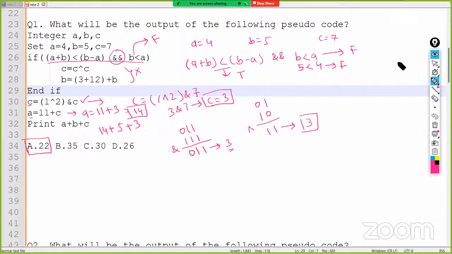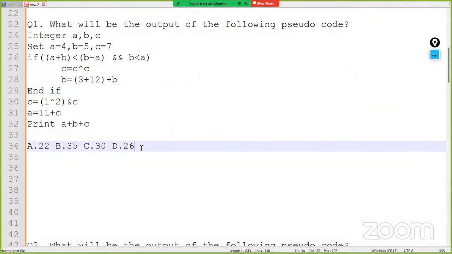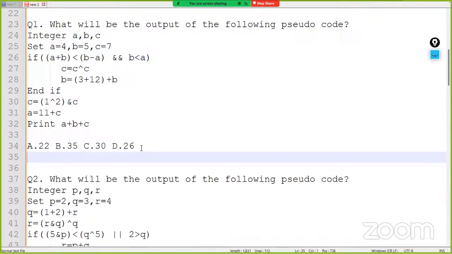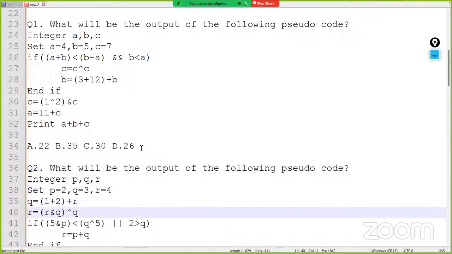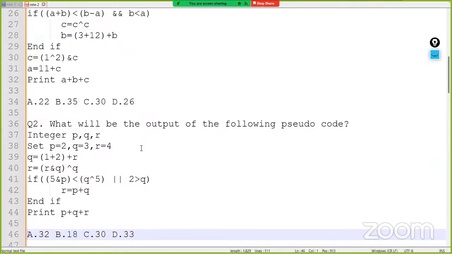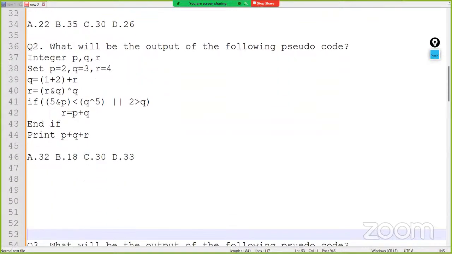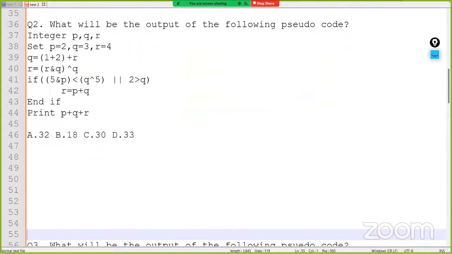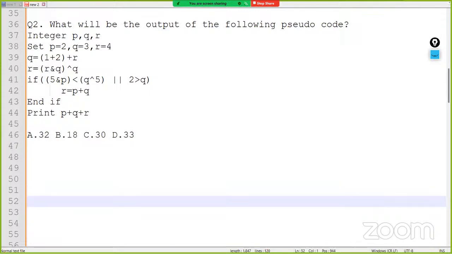So here I am going to clear everything from the screen, and let me show you the next question. This is also on the if topic. These are the options for it. So this question is on the screen, guys. I want you to solve it and tell me the correct result of this question.